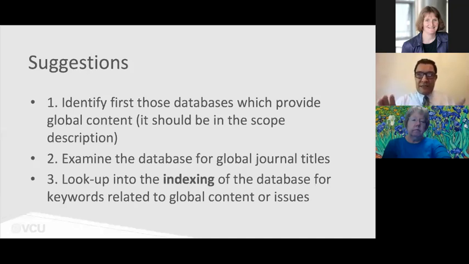These are my suggestions, and you can use this as a checklist. Identify first those databases which provide global context. It's usually in the scope description of the database. Second, examine the database for global journal titles. Knowing some foreign titles in their native language could help you because you can type the title of the journal immediately. Third, look into the indexing of the database for keywords related to global content or issues, and you have a very solid way to start.